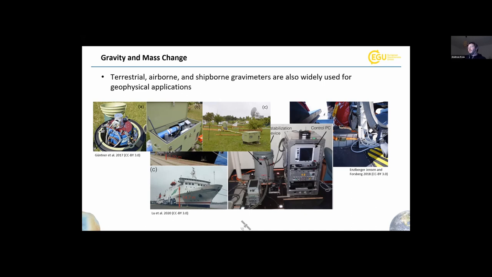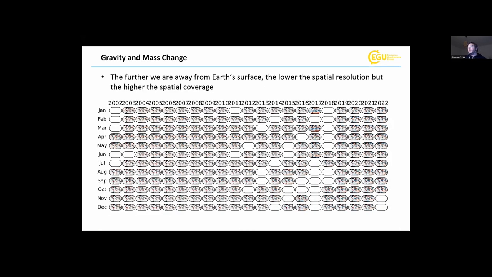Why do we have such a variety of different sensors for observing the gravity field? Because one caveat that is present in gravimetry is that the further I essentially go away from Earth's surface, the lower the spatial resolution I get. So essentially, if I move away from this Earth's surface, I only see a smoothed version of the gravity field.